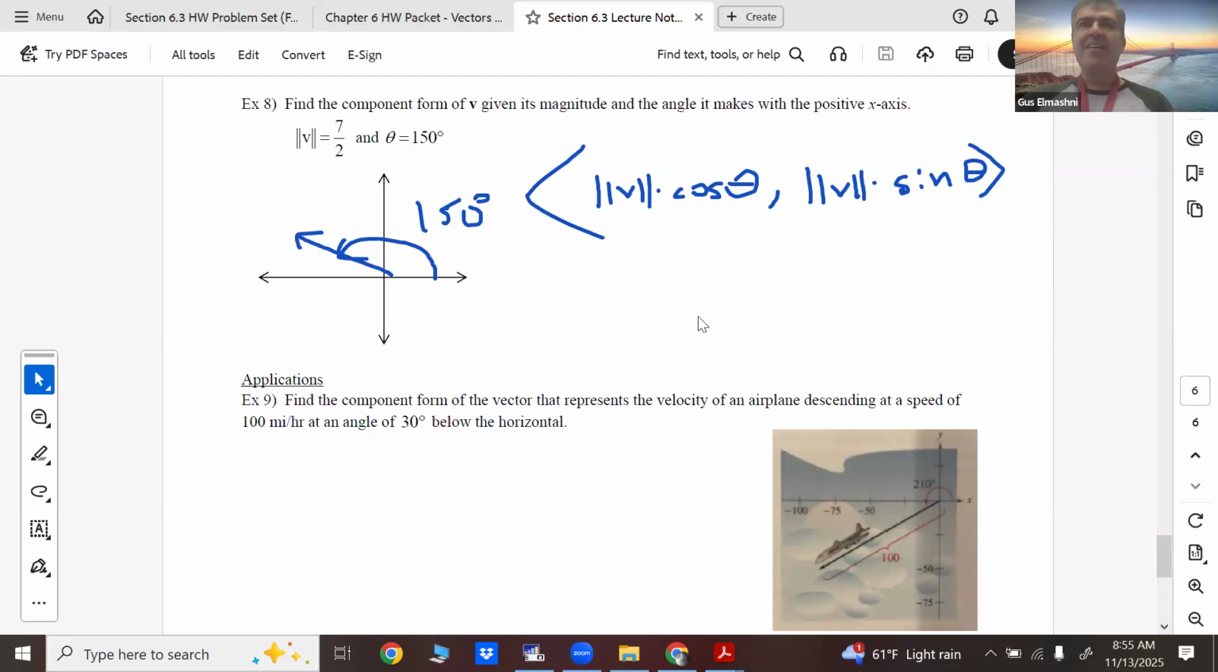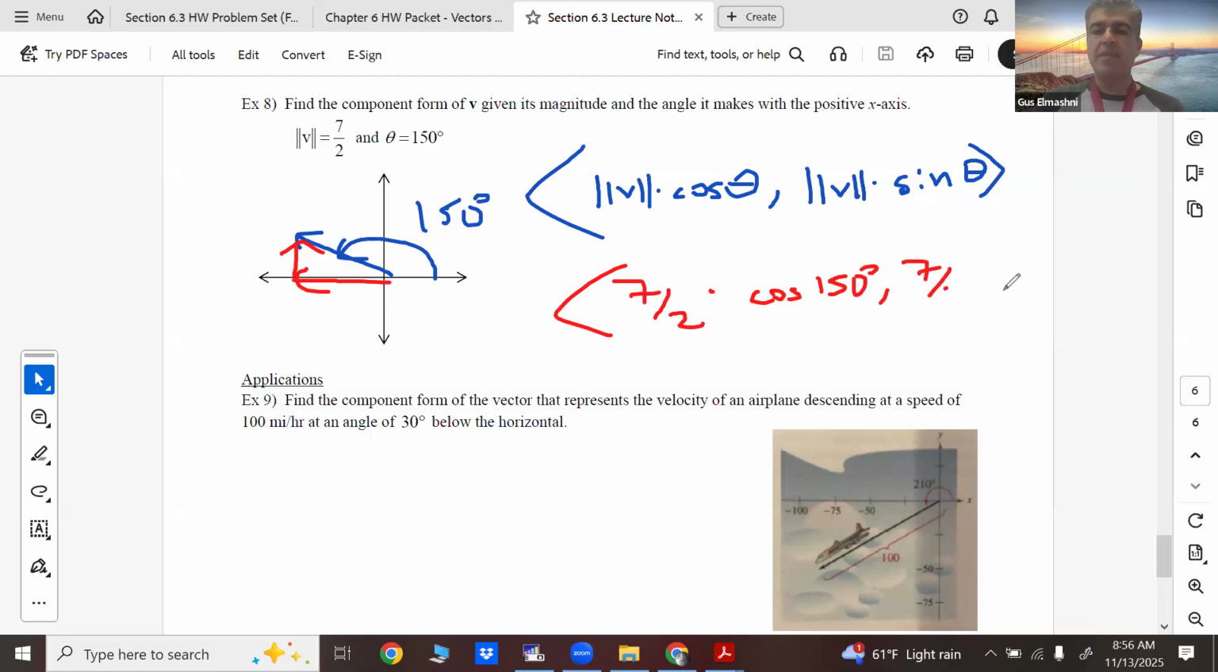All right. So anyhow, that's all you're doing. You're just going to do 7/2 times the cosine of 150. And why the cosine for the horizontal? Because cosine is adjacent over hypotenuse, and the horizontal is adjacent, clearly. So 7/2 times cosine 150. Don't do it like cosine 30, because you have to keep it negative. It has to go to the left. And then 7/2 times sine 150.